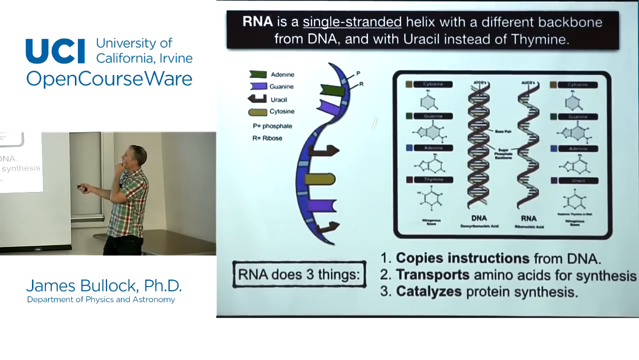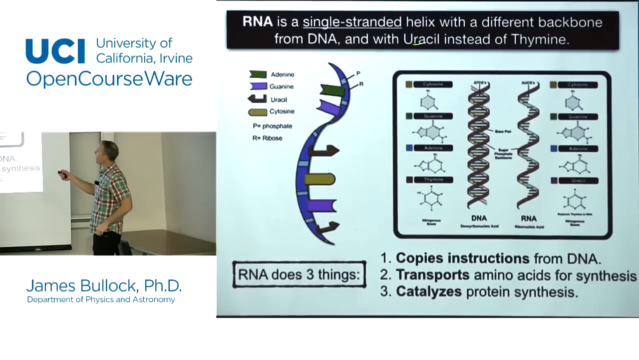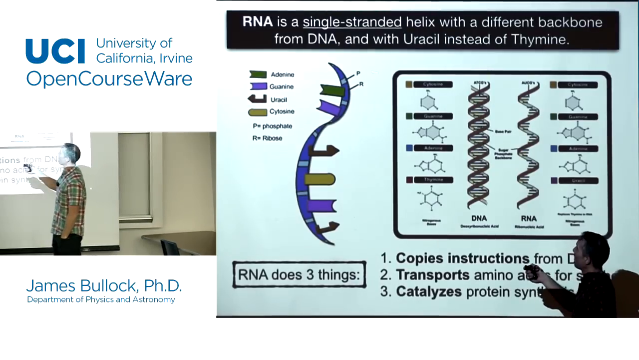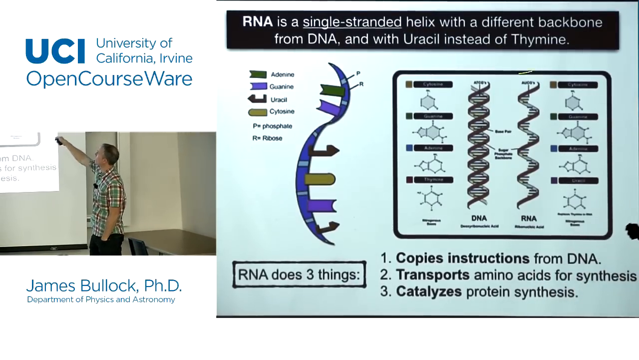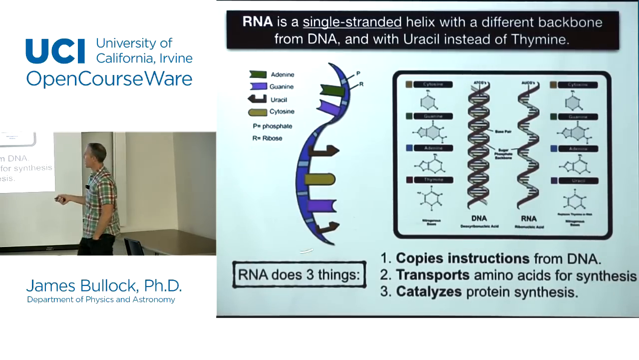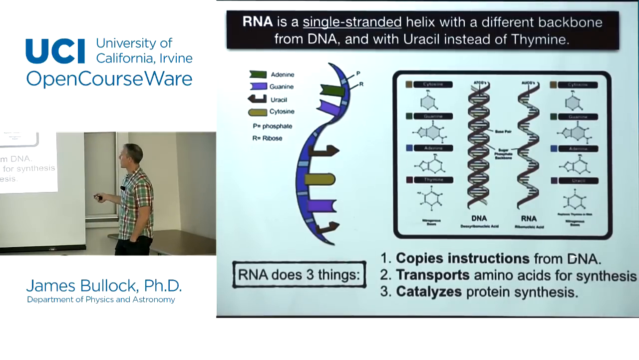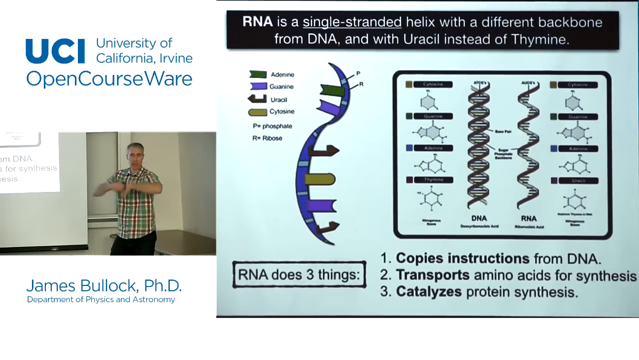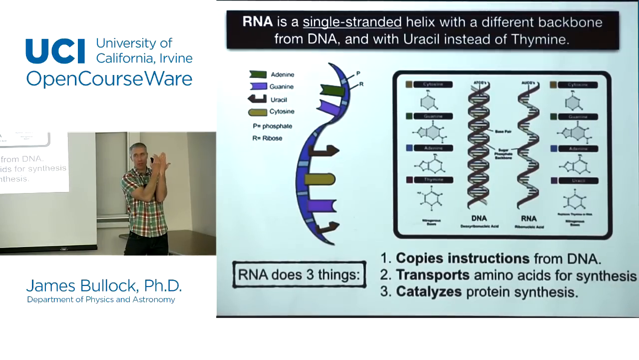Another thing that's interesting to think about is that there's another thing called RNA, which is a single-stranded helix that has a different backbone. And in fact, it uses uracil instead of thymine as a base pair. So it's a slightly different thing. And what the RNA does is it copies the instructions from the DNA. So the thing that's unfolded, it comes through and copies instructions, and then comes back out and carries out those instructions. It transports amino acid for synthesis, and it catalyzes protein synthesis. So RNA sort of acts on the DNA and carries out these instructions.